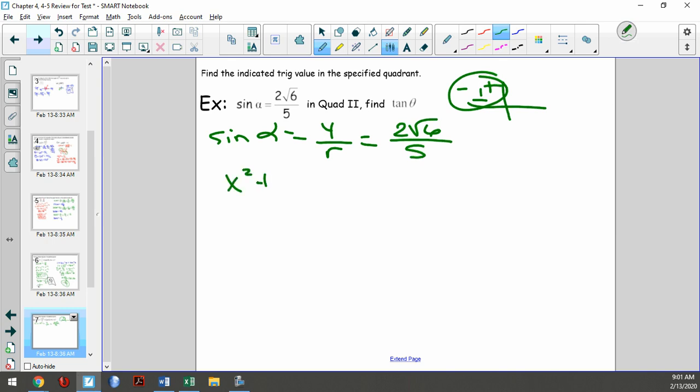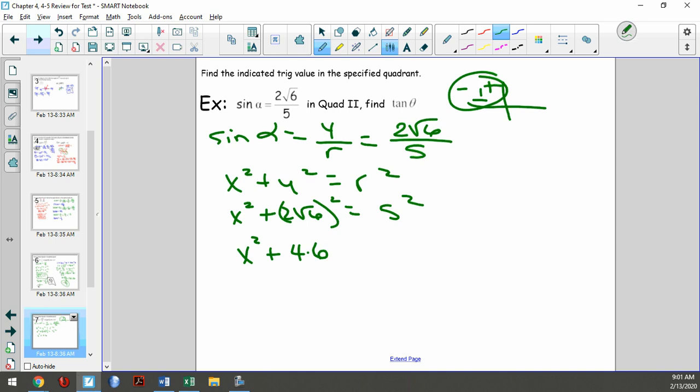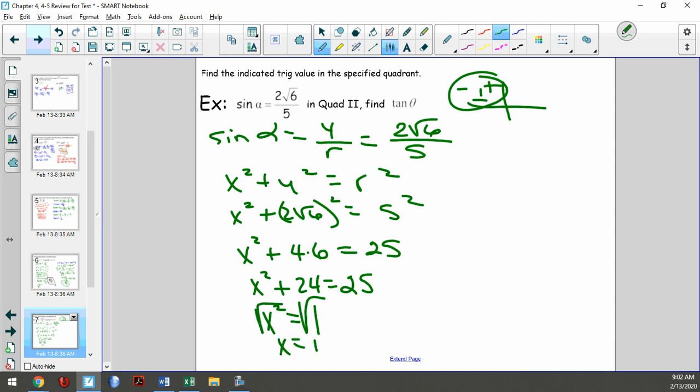So this is going to be x squared plus y squared is equal to r squared. So I'm going to have x squared plus 2 square roots of 6 quantity squared is equal to 5 squared. So that's x squared plus 4 times 6 is equal to 25. Do we all understand that 2 square roots of 6 times 2 square roots of 6 is going to be 4 square roots of 36? The square root of 36 is 6. So this is going to give you x squared plus 24 is equal to 25. So x squared is equal to, subtract the 24 over, 1. So x is equal to plus or minus 1.